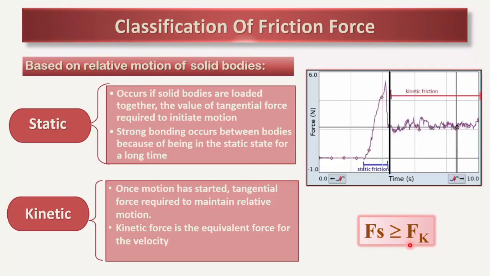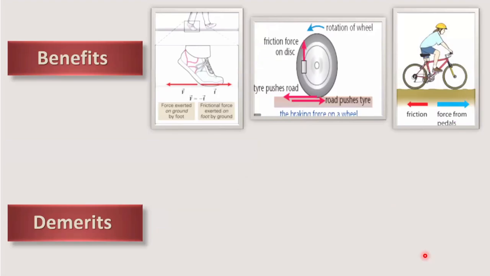When solid bodies are loaded together, the force required to initiate motion is the static friction force. And here we can see from this curve that it takes a few milliseconds before the initiation of the relative motion. After the motion has started, the force required to maintain the relative motion is called the kinetic friction force. The static friction force is either higher than or equal to the kinetic friction force. This is because a strong bonding occurs between the interfaces from being in the static state for a long time.